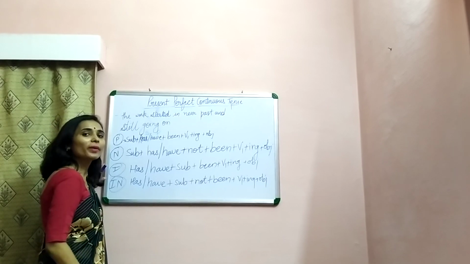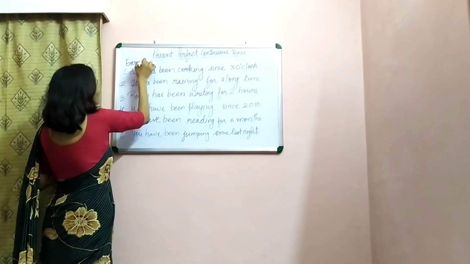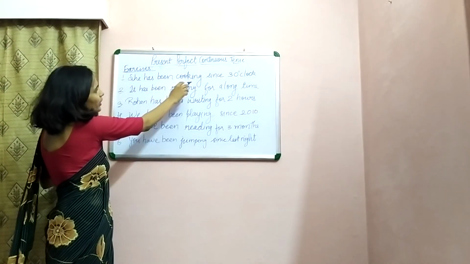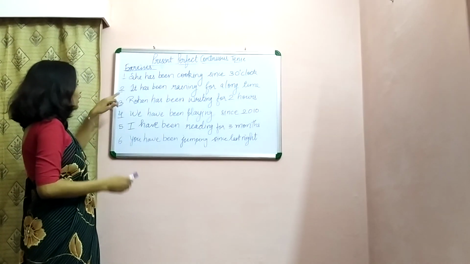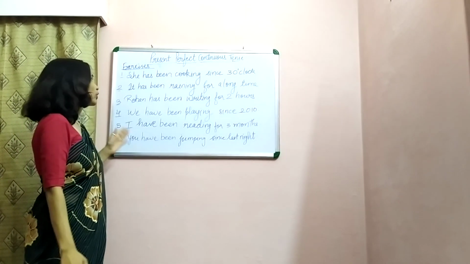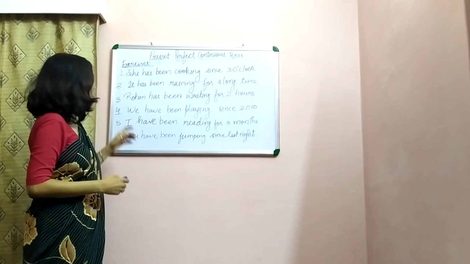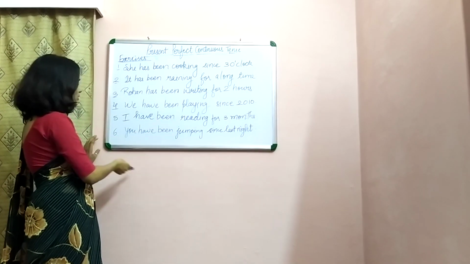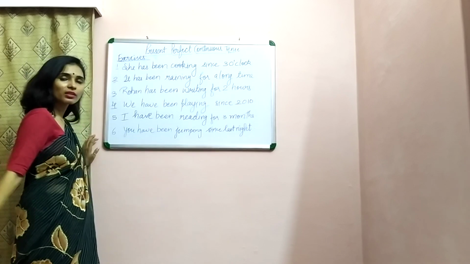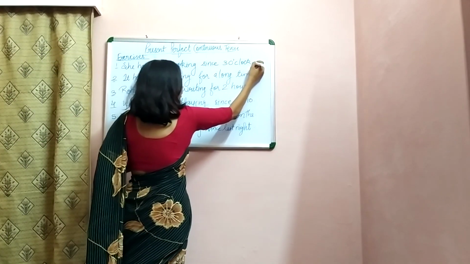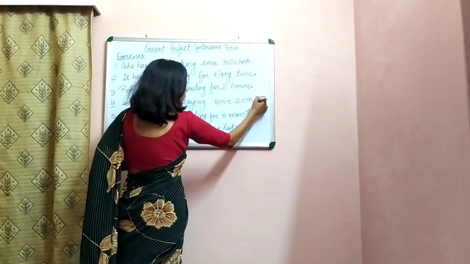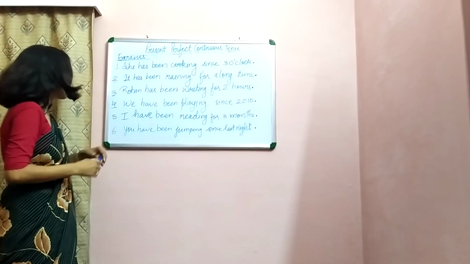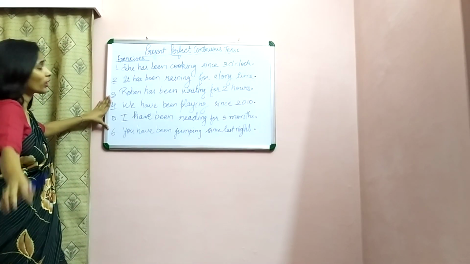Now let us write some exercise sentences. So here are the exercise sentences. The first one, she has been cooking since 3 o'clock. It has been raining for a long time. Rohan has been writing for 2 hours. We have been playing since 2010. I have been reading for 3 months. You have been jumping since last night. So I can tell you the negative, interrogative and interrogative negative of these sentences. You can note it down. I am going to leave these 4 so that you can practice.